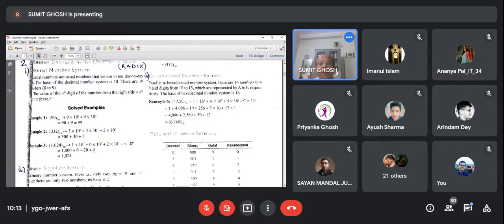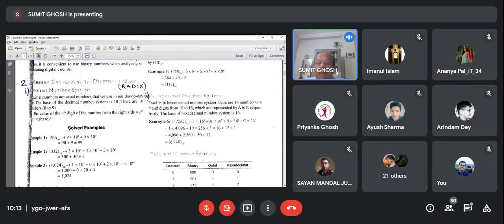Okay. So now, hexadecimal number system basically means: in decimal you have 0 to 9, in binary you have 0 to 1, that means two bits, 0 or 1. But hexadecimal means 16. So the hexadecimal digits start from 0 and go up to 15. There are 16 such digits. Okay, so from 0 to 15, total 16.